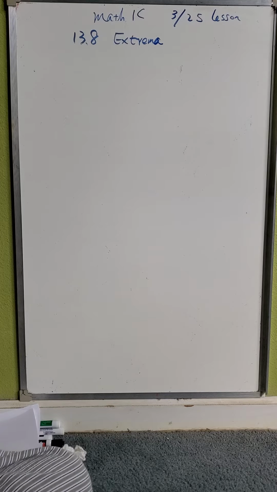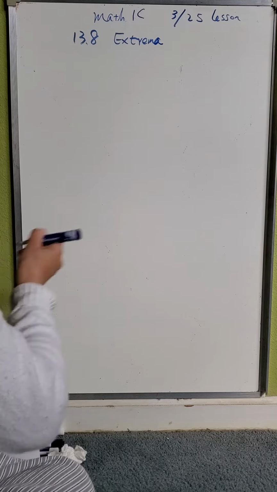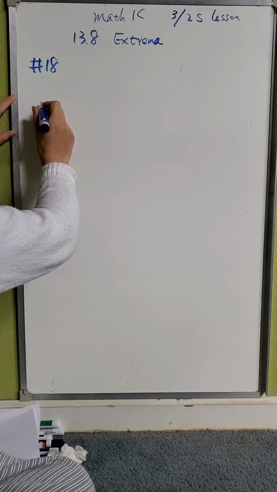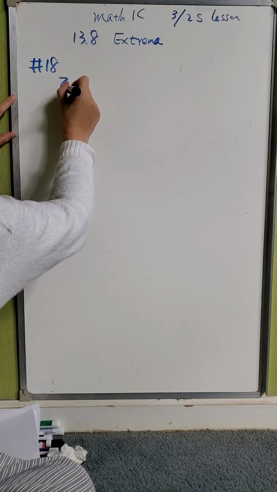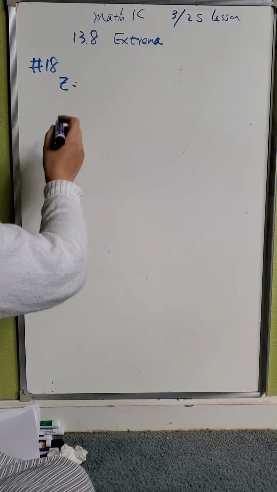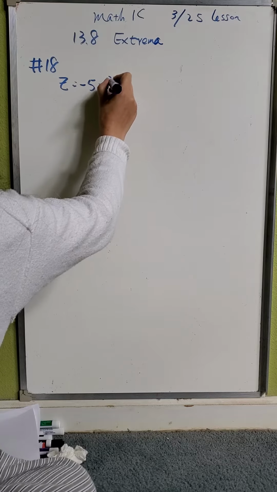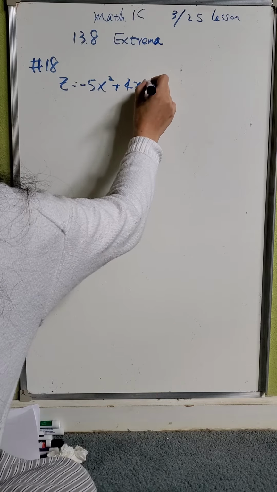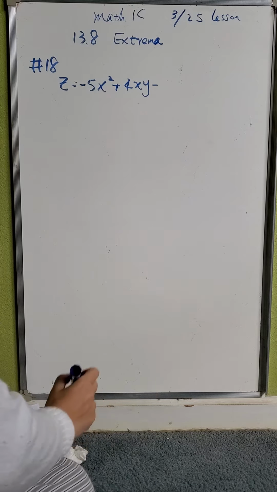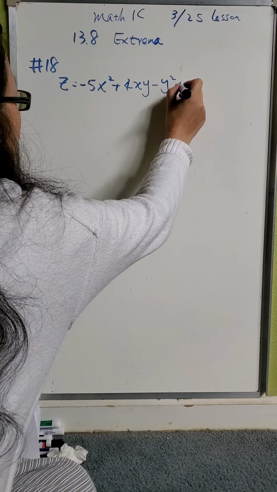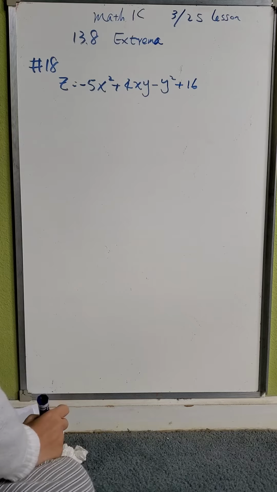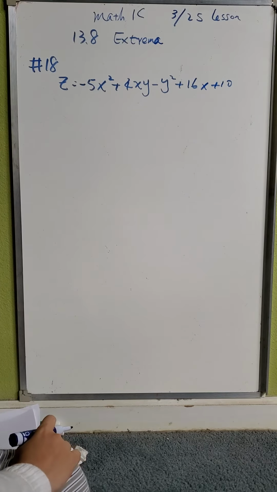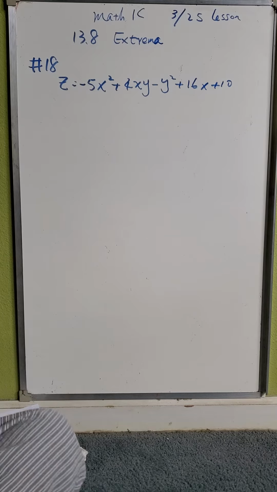And the first one we're going to do is number 18. We are given z is equal to negative 5x squared plus 4xy subtract y squared plus 16x plus 10. They said find the local max, local meaning, okay?